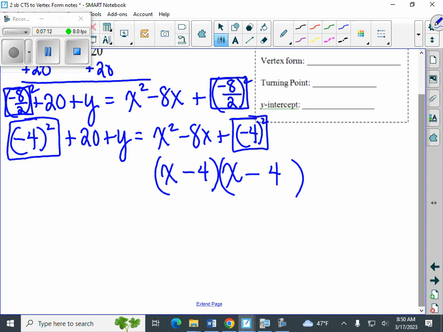By the way, the negative 8 is hidden in these two parentheses. If you would multiply those parentheses out, the negative 8 would show back up again. But over here on the other side, negative 4 squared. If you have to type it in, make sure to put the parentheses. But negative 4 squared means negative 4 times negative 4, which is positive 16, plus 20, plus y.